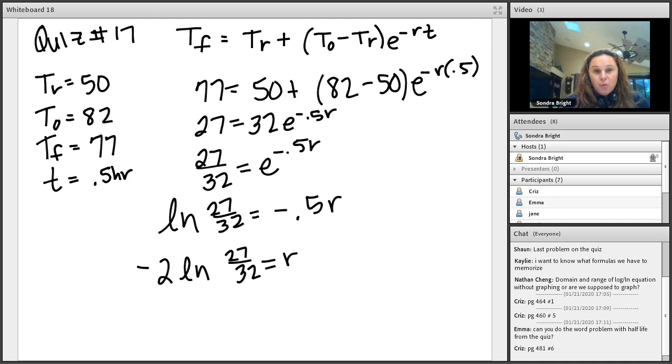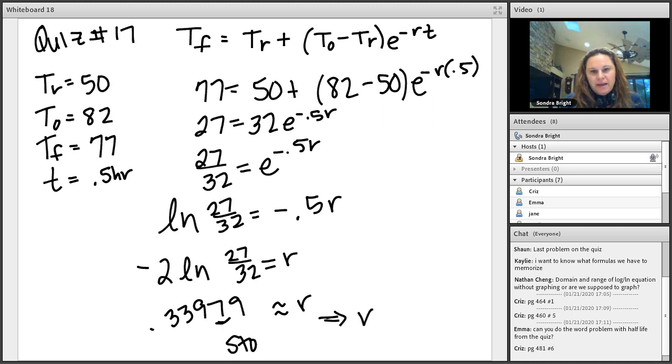I would store this in your calculator. It ends up being about 0.33979. So if you round, at least go to 4 decimal places, right? Or you could store it, and that'll give you an even more accurate answer. I'm going to just be lazy and go, okay, r is about 0.3398. By going to 4 decimal places, my answer should be pretty right on to what the actual answer is.